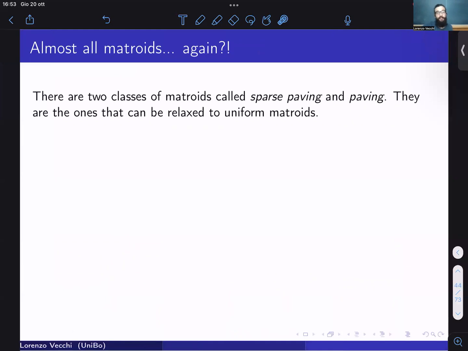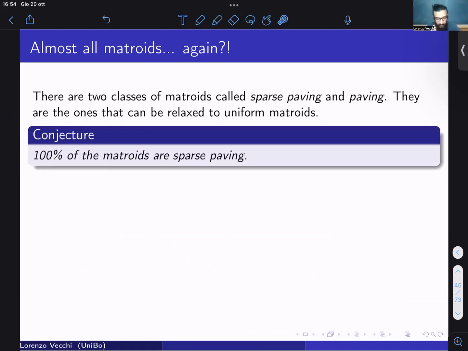So great. So this maybe will let us solve some of the conjectures. There are 2 classes of matroids that are called sparse paving and paving. And sparse paving is actually a subclass of the paving matroids. These classes were already known in the literature. I'm not going to give you the definition that they were defined with first, but I'm going to state what they are in terms of relaxation. So for us, a paving matroid is a matroid that can be relaxed to a uniform matroid. This is great.